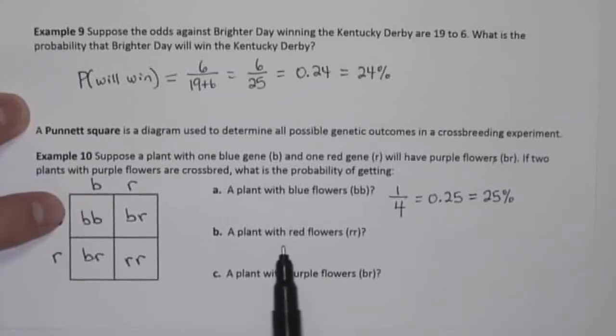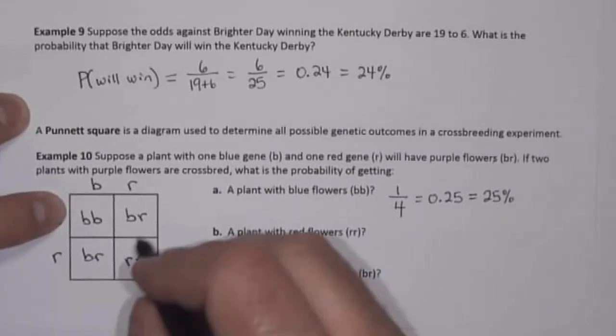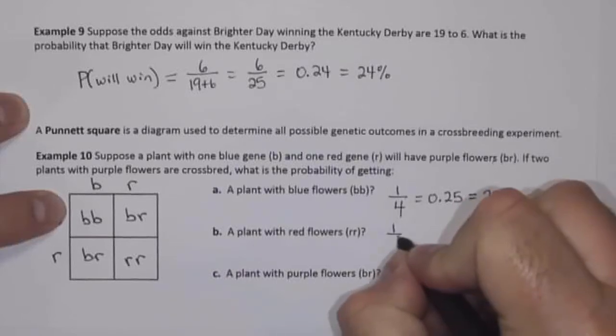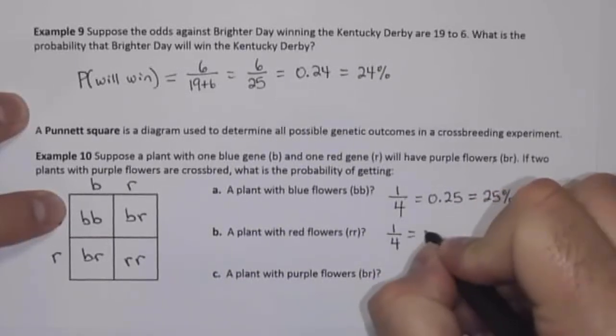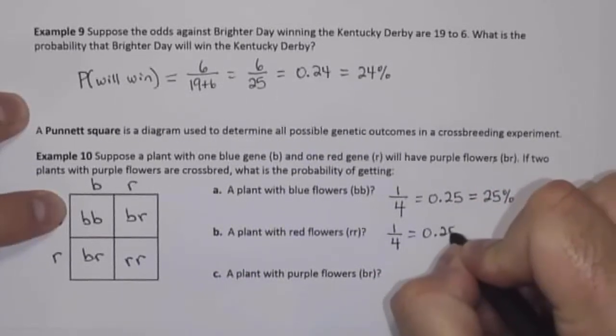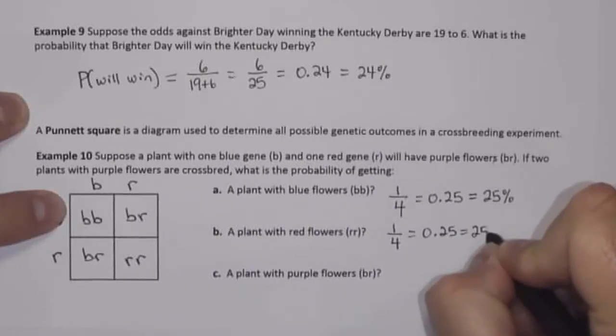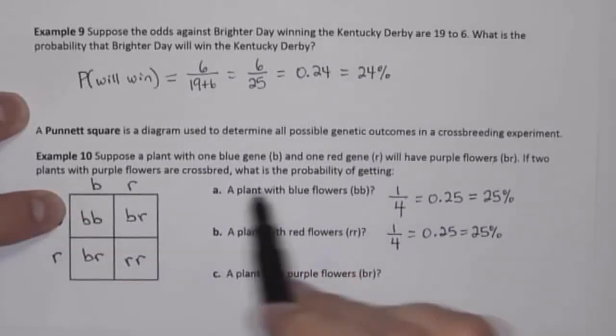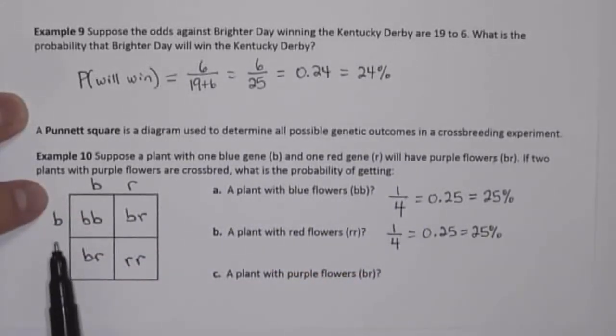Question B, what's the probability we would have a plant with red flowers? Well, the same kind of deal. Red would be red-red here. So there's one red-red out of 4 possibilities, so that would be a 1/4 probability, or again 0.25 or 25%. So again, in this scenario, if we crossbreed these two purple flowers, there would be a 1/4 chance that the flowers of the resulting plant would be red.